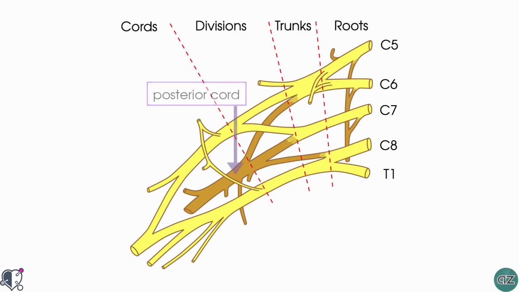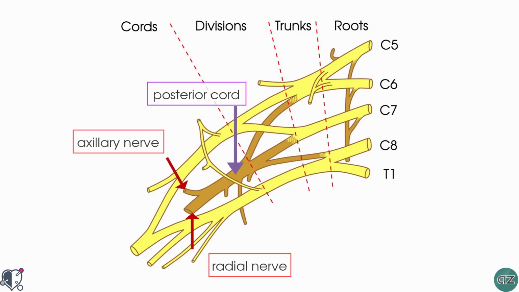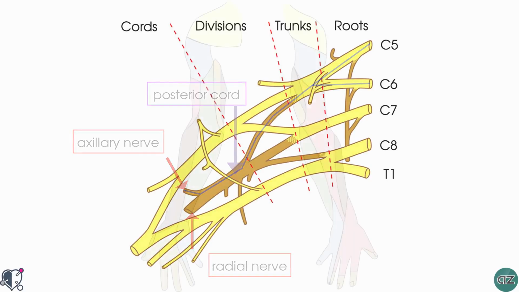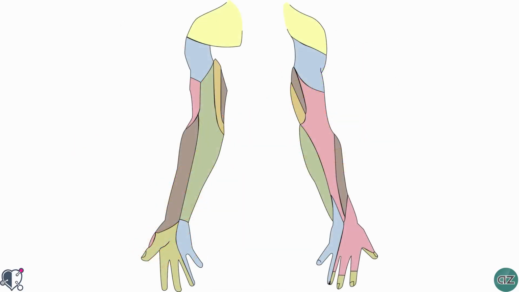Looking at the posterior cord, there are two large terminal branches which come off from this cord: the radial nerve here and the axillary nerve, which is the subject of this tutorial. The axillary nerve is derived from nerve fibers originating from C5 and C6 spinal nerve roots. This nerve has both motor and sensory function.